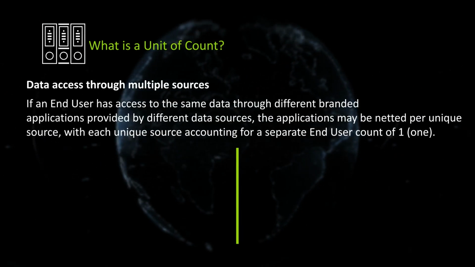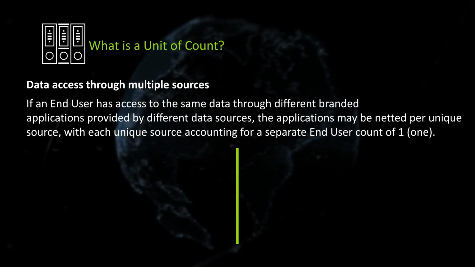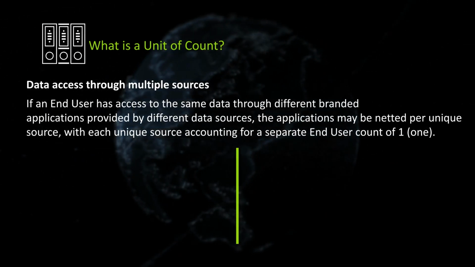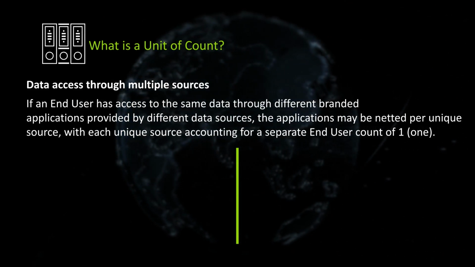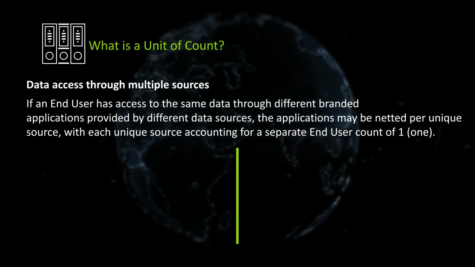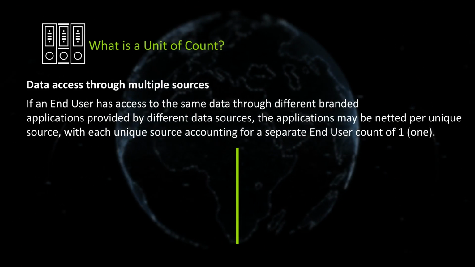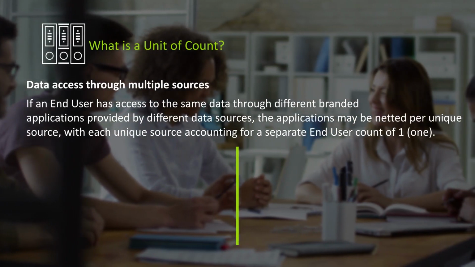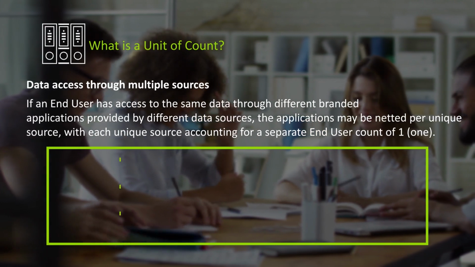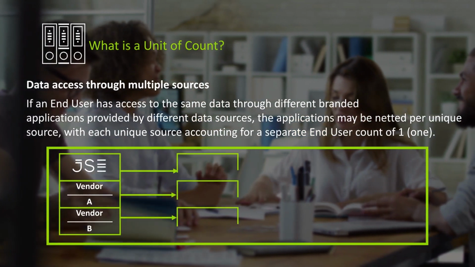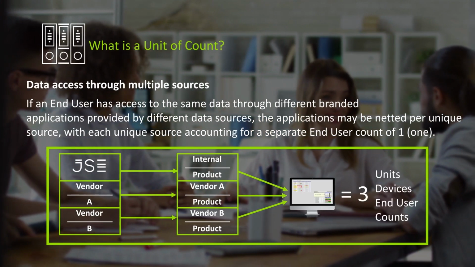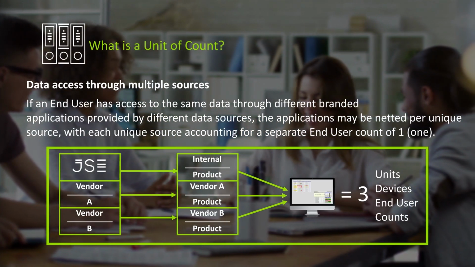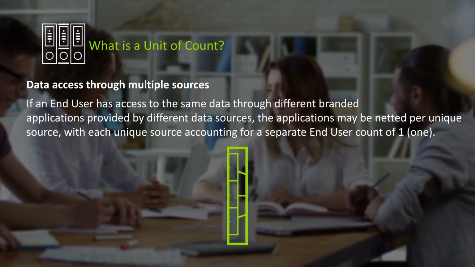If an end user has access to the same data through different branded applications provided by different data sources, the applications may be netted per unique source, with each unique source accounting for a separate end user count of 1. In the example below, the 3 sources are JSE, vendor A, and vendor B, used for internal product, vendor A product and vendor B product, and thus will be counted as 3.